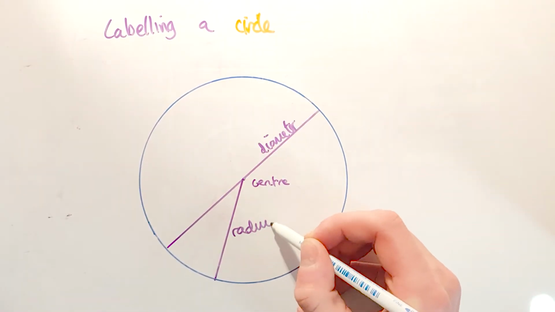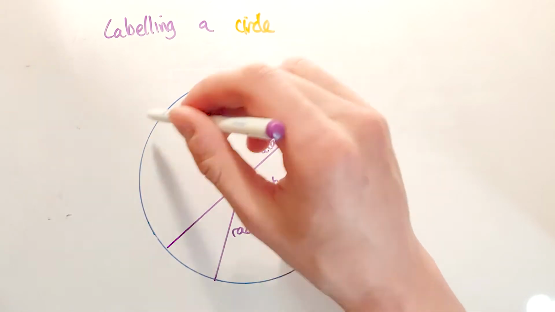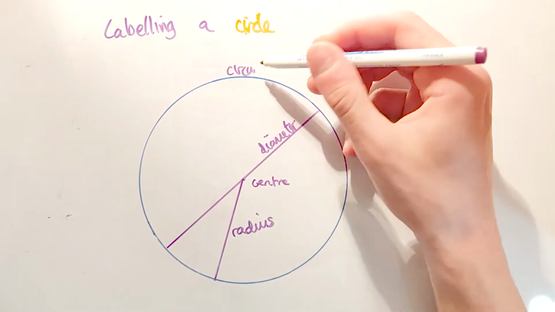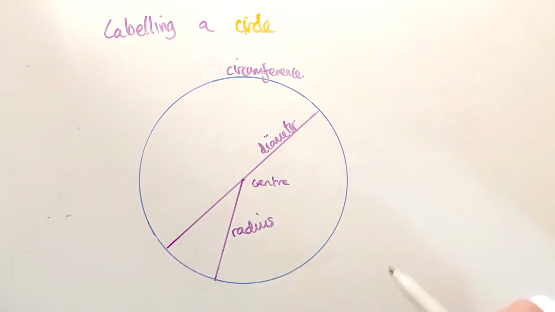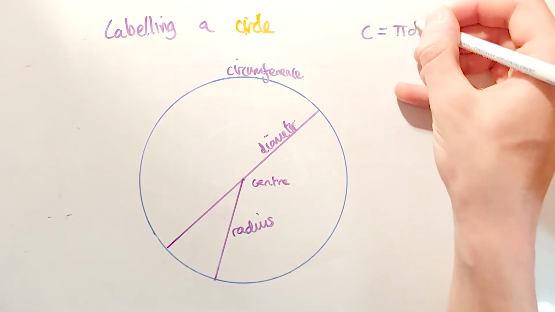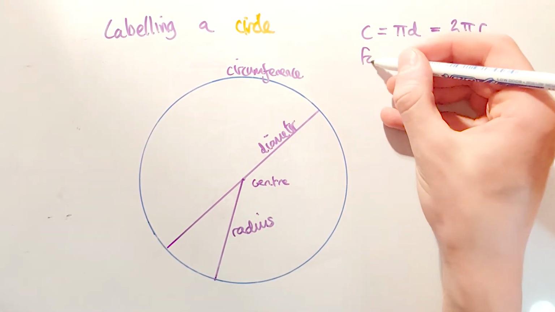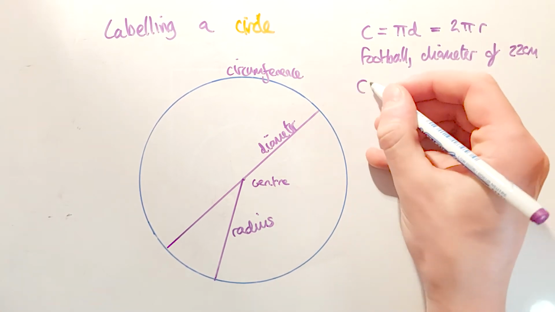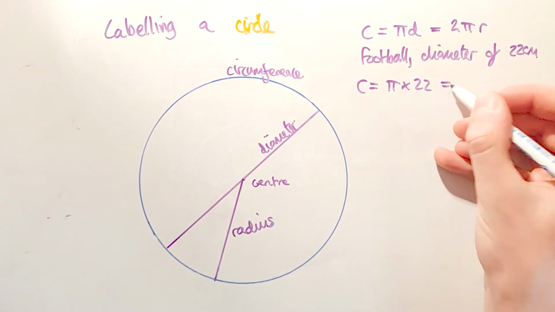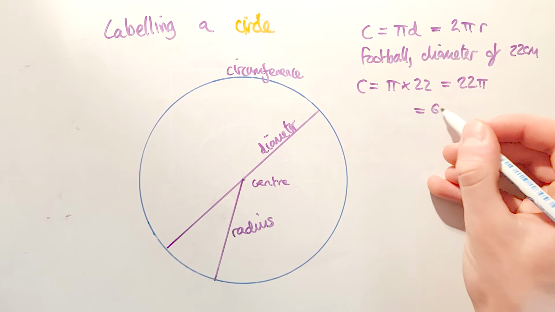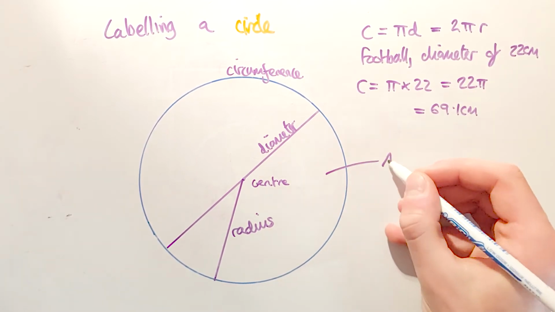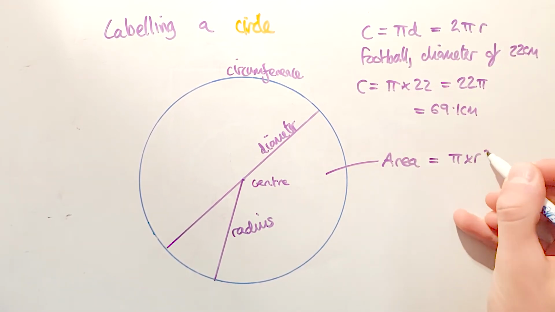The diameter is the length across the circle and the radius is half of this, and the circumference is the perimeter of the circle, the length around it. We can calculate the circumference from the diameter by using this formula here. This letter is known as pi, and it's a constant which should be on your calculator. Let's say we had a football with diameter of 22 centimeters. We could use this formula to work out its circumference.